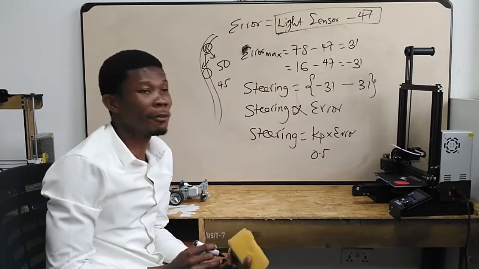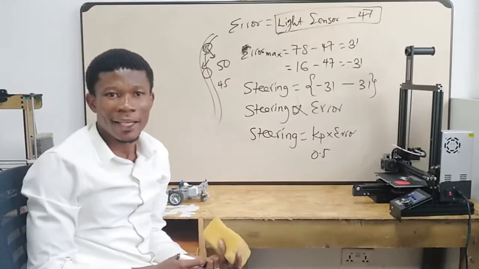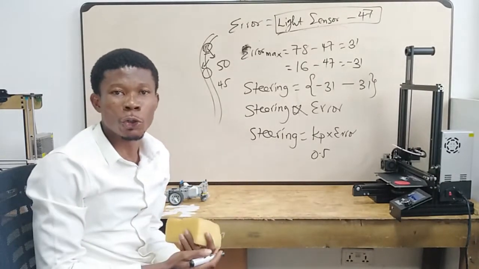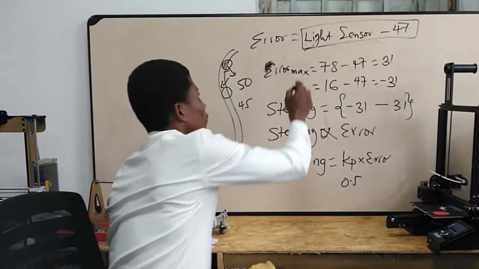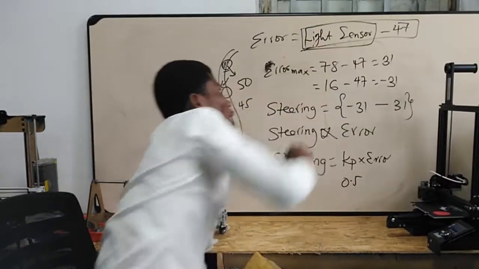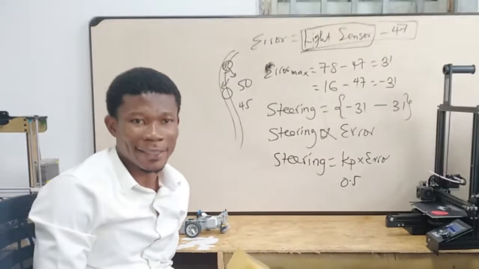15.5 and negative 15.5. What we want to look at in this session is to give more control to our vehicle by calibrating the values coming from the light sensor.